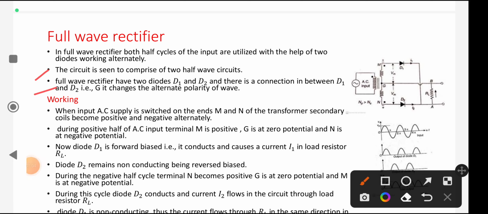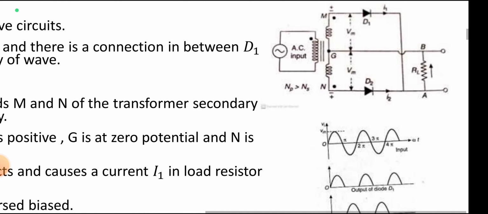A full wave rectifier has two diodes, D1 and D2, and there is a connection between D1 and D2, that is G. It changes the alternate polarity of the wave. So the main use of G here in the diagram is to change the alternate polarity. How does it change the alternate polarity?